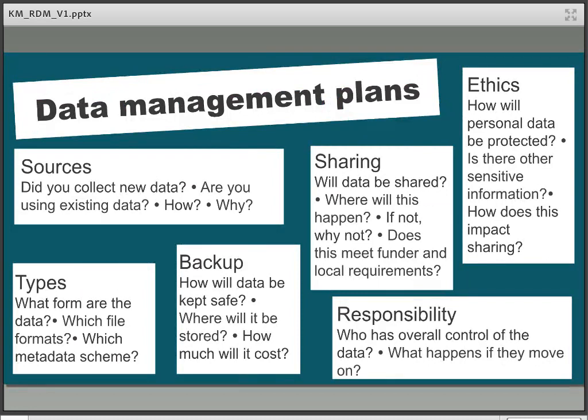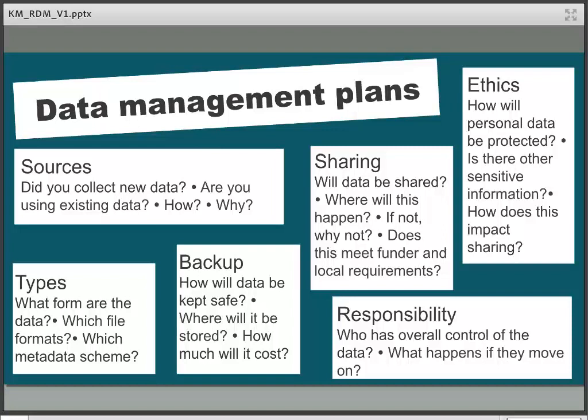So again, another awful slide. I apologize, but it's very hard to fit all of the components on one slide. So a data management plan, different funders will have different plan layouts, different mandates about the exact things they expect to see described, but these are some of the most common areas that you might see in a plan. So you think about the source of the data, whether you've collected it yourself, whether you're using existing data, did you get permission for that? How was that permission obtained? Why are you collecting new data, or why are you using existing data? What was your rationale for that decision?